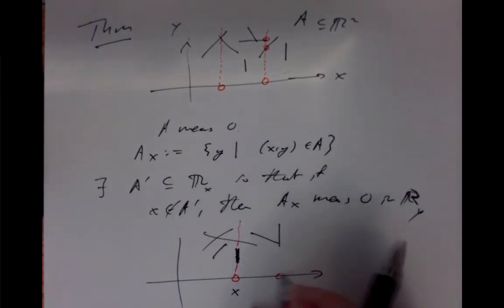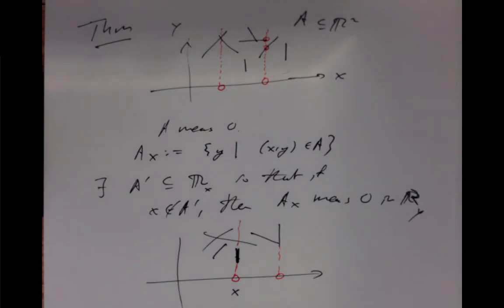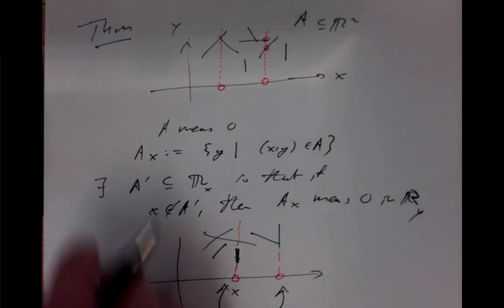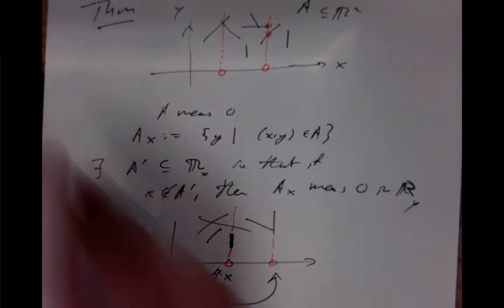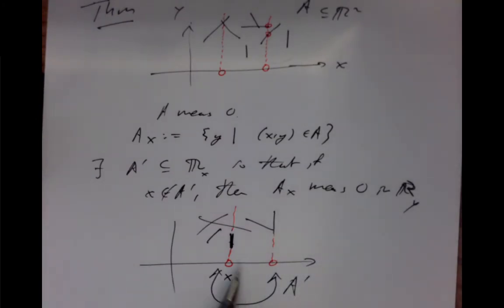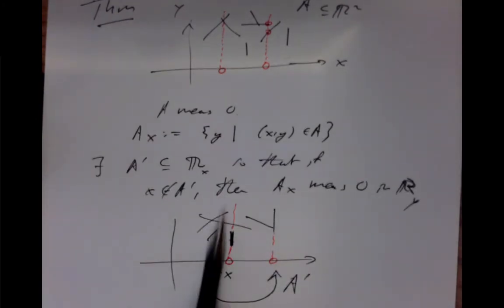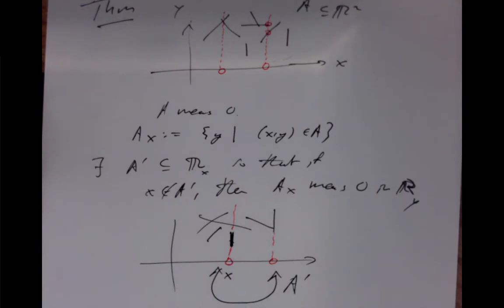Say over, for example, here, you might have a set which is not measure 0. But that only happens at these 2 points, and those 2 points constitute our set A prime of values at which something bad happens. This guy has vertical stuff of positive measure, but otherwise everywhere else it's just measure 0.